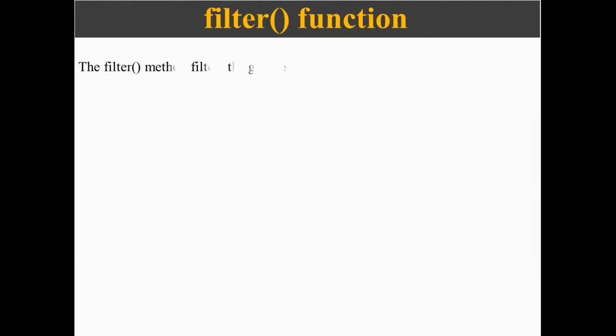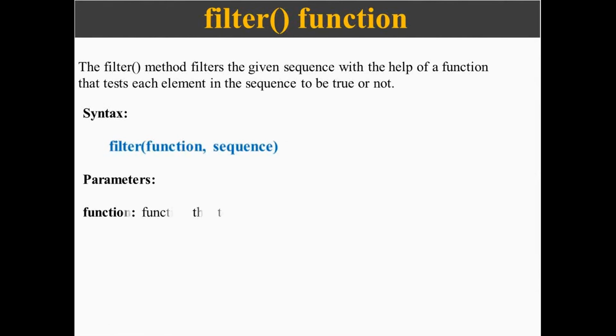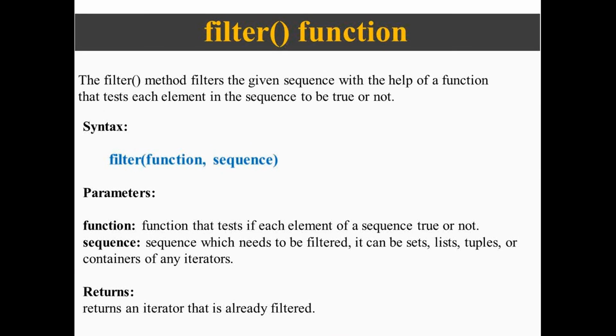The next category is the filter function. As the name says, it is going to take a sequence, apply a function and filter based on the condition given in the function. This will be checked for each element in the sequence to be true or not. The syntax is filter, function, comma, sequence. This will return a list of elements from the sequence filtered based on the function. We'll see this with an example.